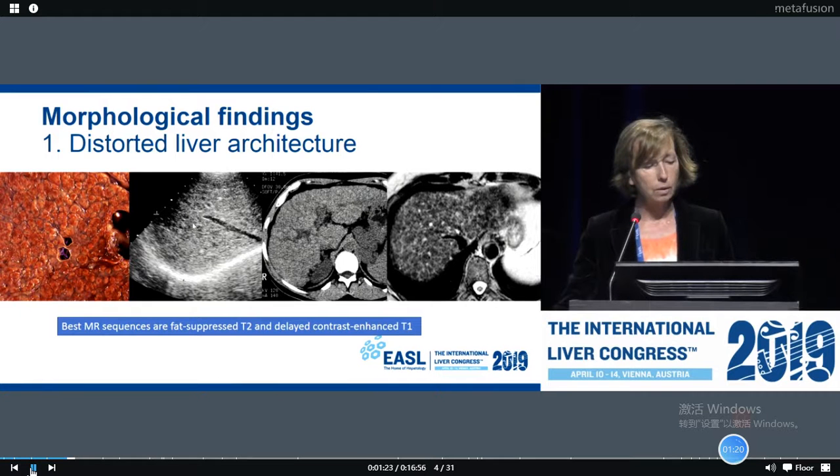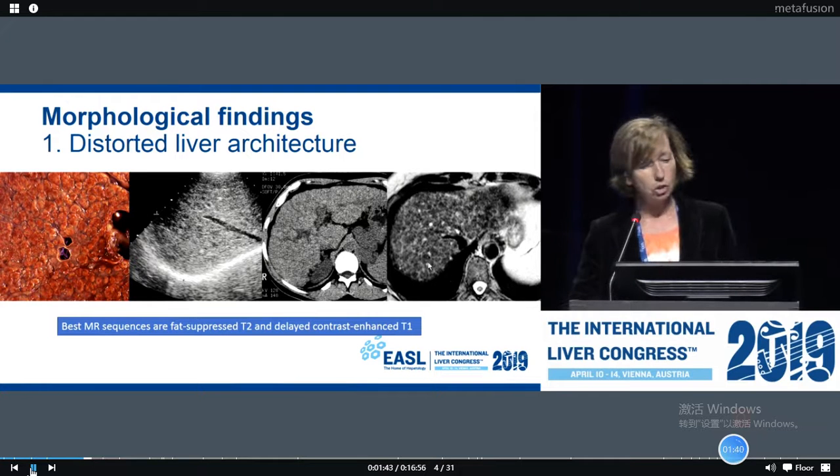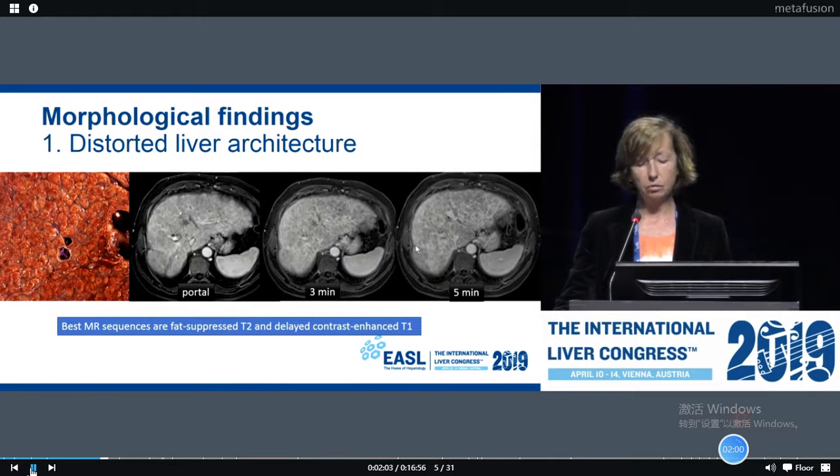Let's start with the ultrasound showing the small regenerative nodules that appear hypoechoic, surrounded by fibrous band. But it may also be depicted on CT imaging, either non-contrast or contrast-enhanced. But by far, the best imaging modality to show the distorted liver architecture is MR imaging, with the two best sequences. The first one is a fat suppressed T2. Here, the regenerative nodules appear hypointense and surrounded by the hyperintense bands, completed with the dynamic delayed contrast enhanced.